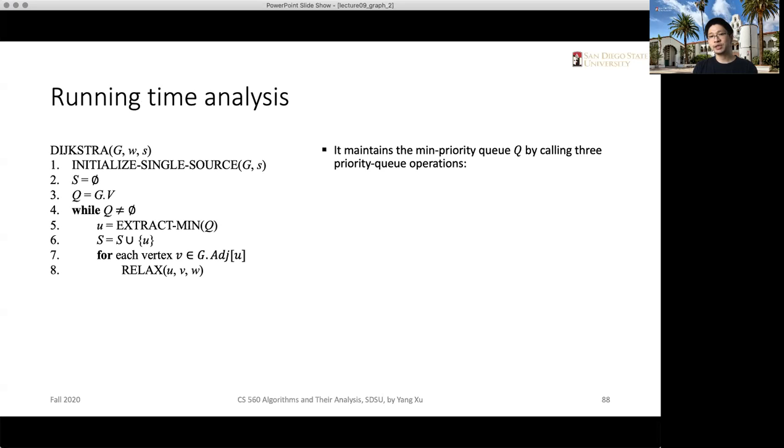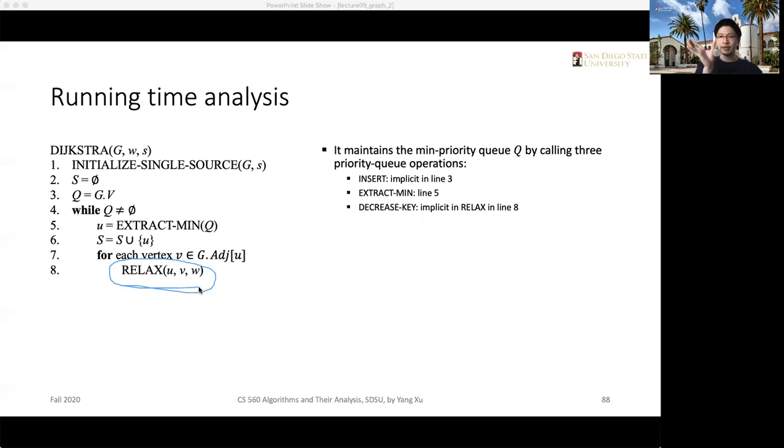And it maintains the minimal priority queue by calling three operations. First is to insert, okay, right? Insert everything into the queue and extract the minimum values in line 5, right? And also there's an implicit decrease key, because after we relax the edge, it is possible that we change the d values for certain vertices. And after the d values are changed, then we need to maintain the order of all the elements in the minimal priority queue, right?